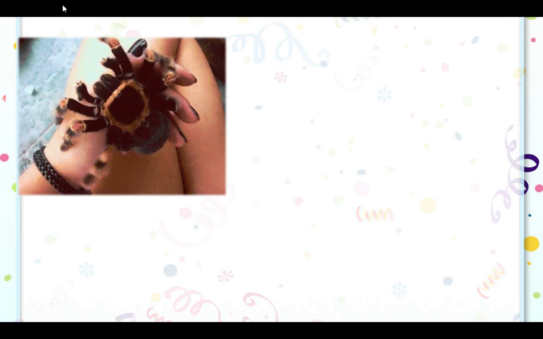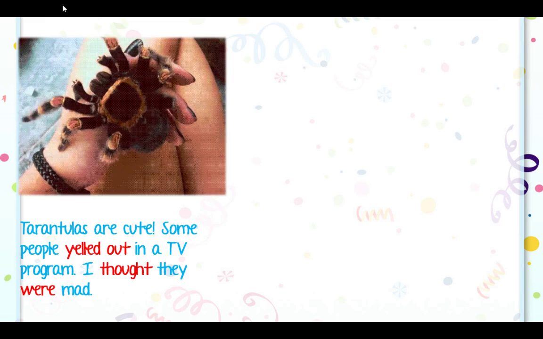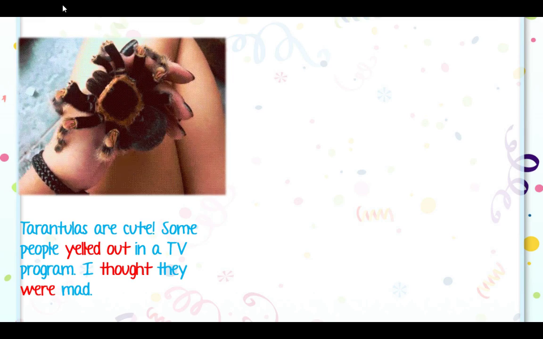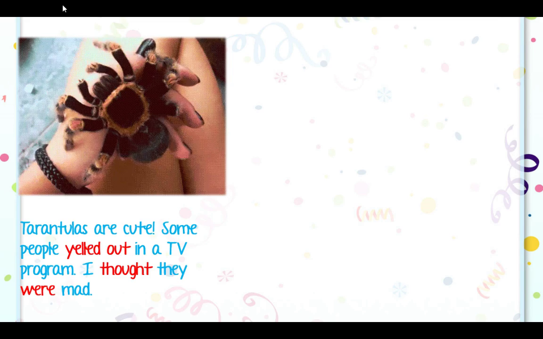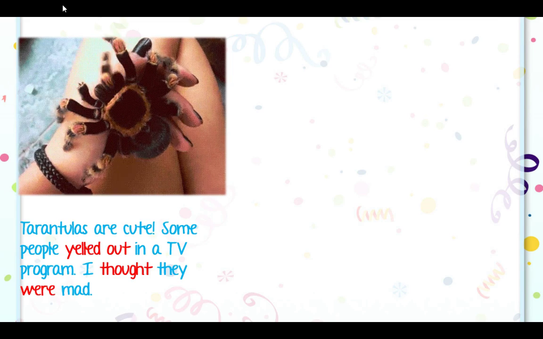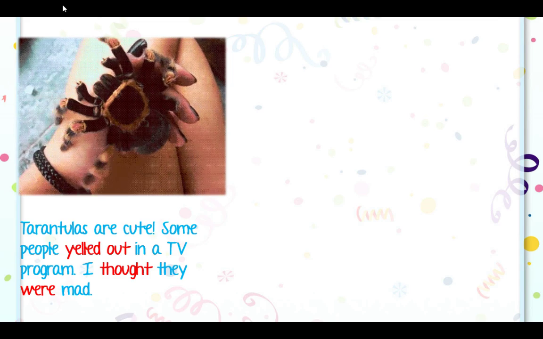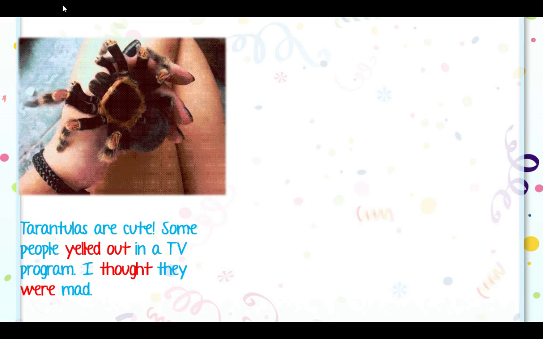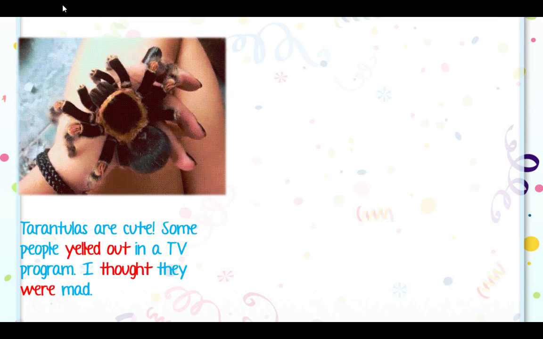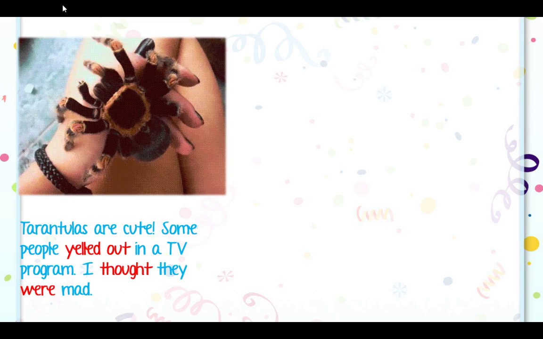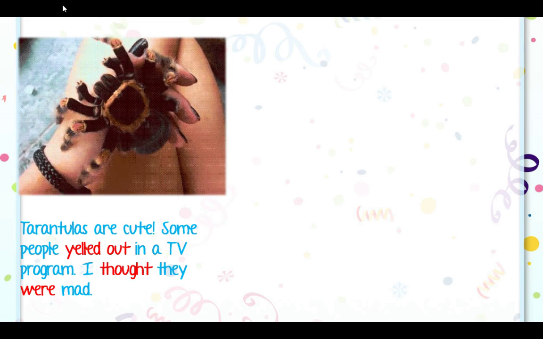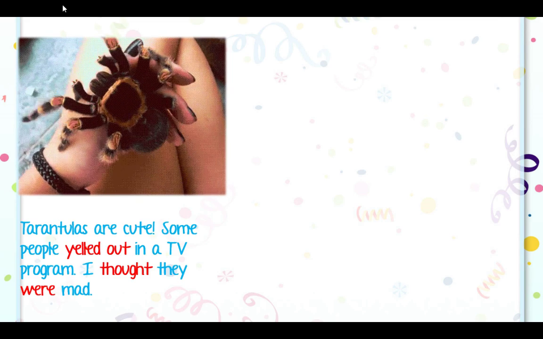What's that? Tarantulas are cute. Some people yelled out in a TV program. I thought they were mad. Some people think that tarantulas are good, are just cute. I don't really think so. And I wouldn't like to have one in a cage inside my home. That would be very sad for them.